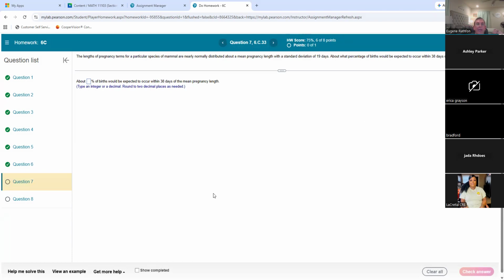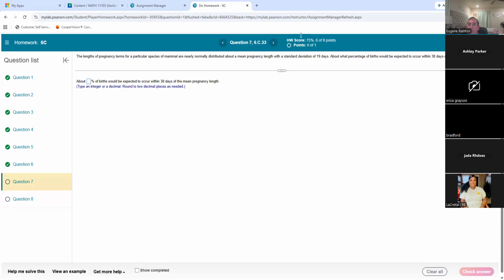All right, also let me see what they're saying here. The length of pregnancy terms for a particular species of mammal are nearly normally distributed about a mean pregnancy length with a standard deviation of 19 days. About what percentage of births would be expected to occur within 38 days of the mean pregnancy length? Each standard deviation is 19 days. 38 divided by 19 gives us 2 standard deviations.